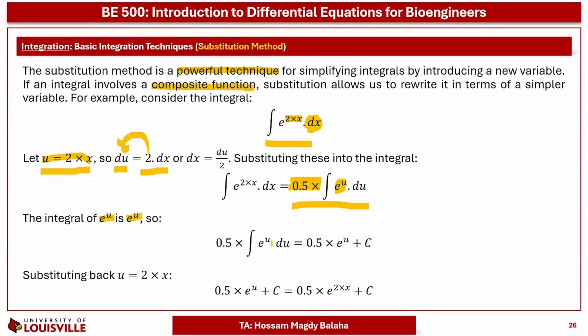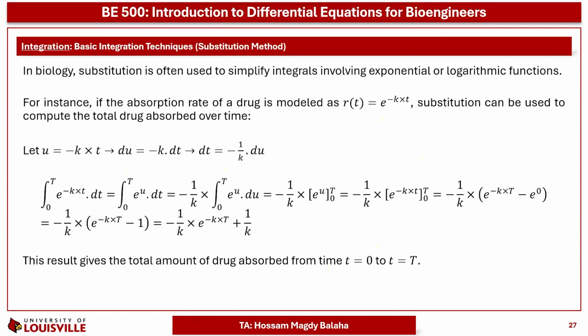So the integration of this value will be e to the power of u multiplied by 0.5 plus c, which is the constant. Now substitute back using u equals 2x. This will be 0.5 multiplied by e to the power of 2x plus c, which is the constant. Let's reflect that in biology.